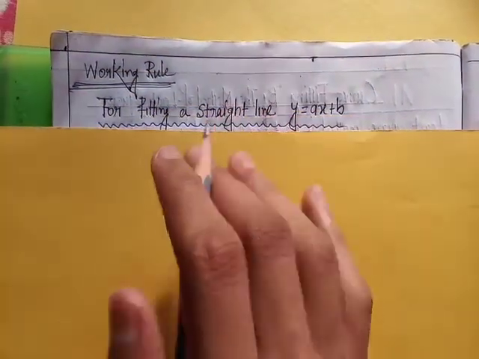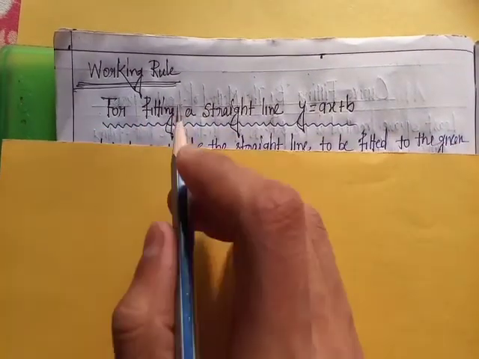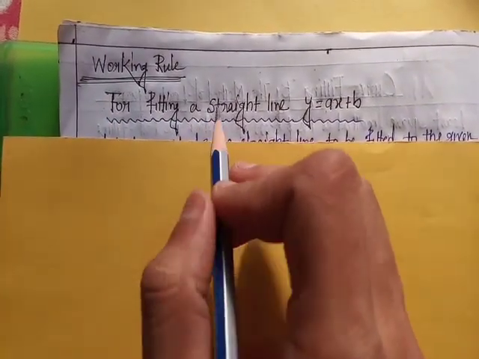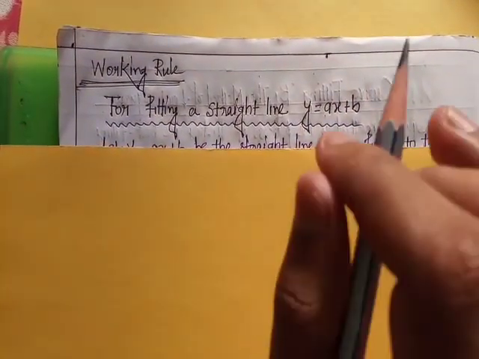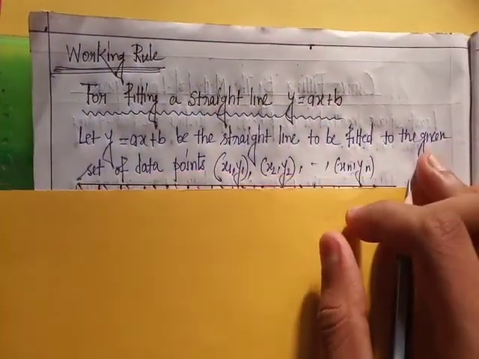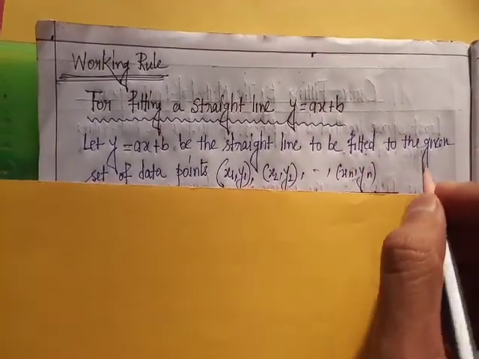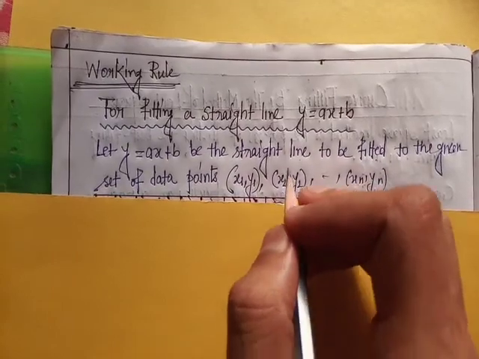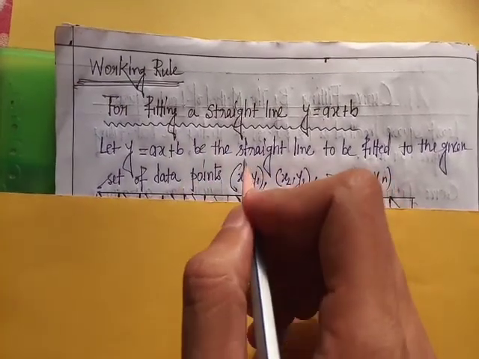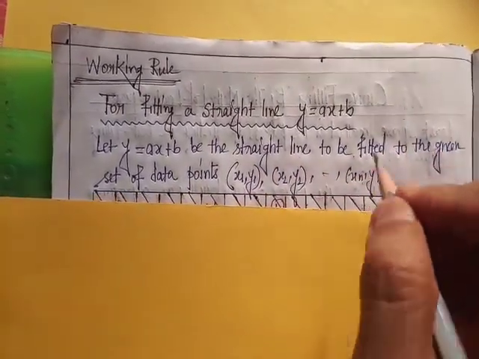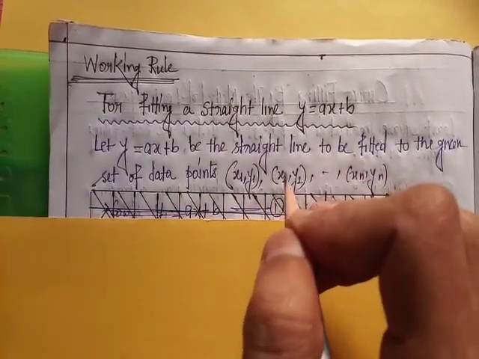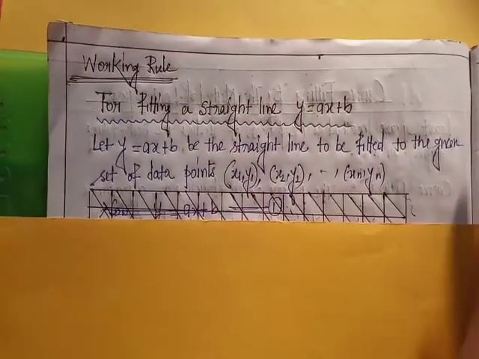Next, the working rule for fitting a straight line y equal to ax plus b, where a and b are constants. Let y equal to ax plus b be a straight line to be fitted to the given set of data points (x1, y1), (x2, y2), ..., (xn, yn).